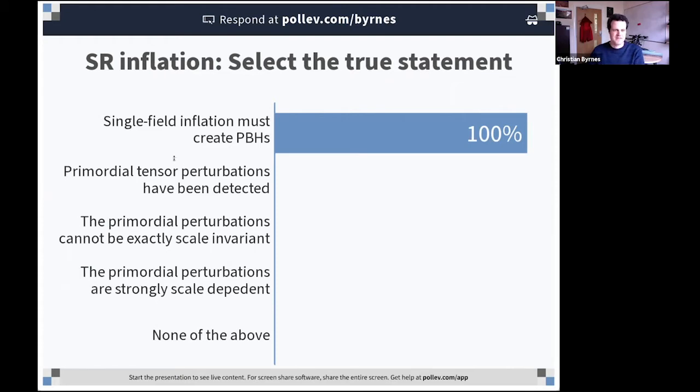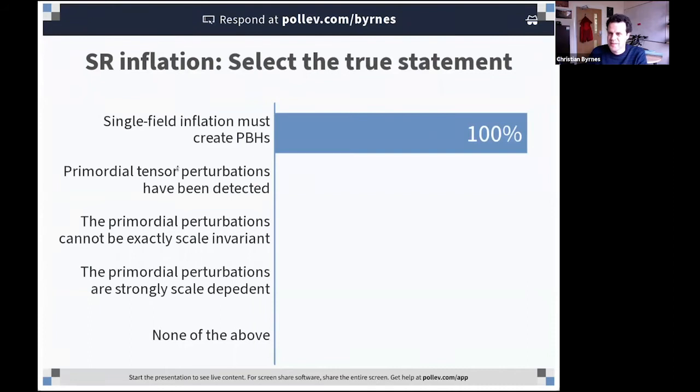Okay, so we've got 5 options. Either all 4 are false, or one of these 4 is correct. Let's see what you thought. Okay, very good. Okay, 10% are being very optimistic. I'm afraid single field inflation does not generically create primordial black holes, generically, rather, the primordial power spectrum is far too small, and I'll show you in more detail that today.